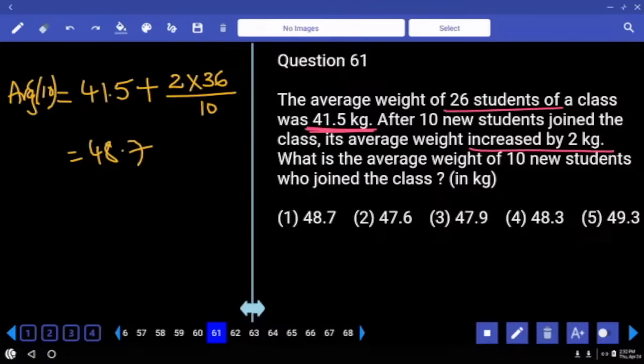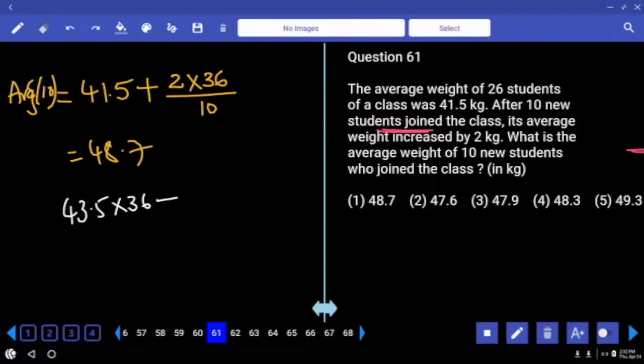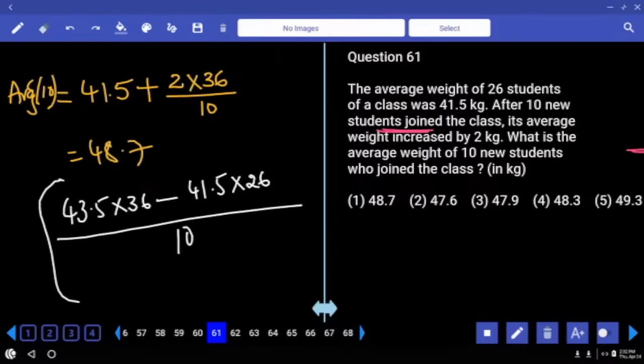Okay, now the traditional method takes time. Existing average 41.5, increased by 2. That means average is 43.5. This is for all the people, meaning 36 people. From this, if you subtract the sum of 26 people, where their average was 41.5, this is the sum of 10 people. Dividing by 10 takes time. Multiplications are involved, but here using simple addition we are closing it.